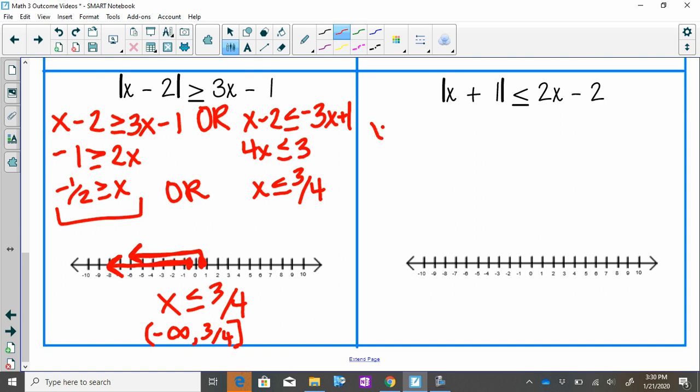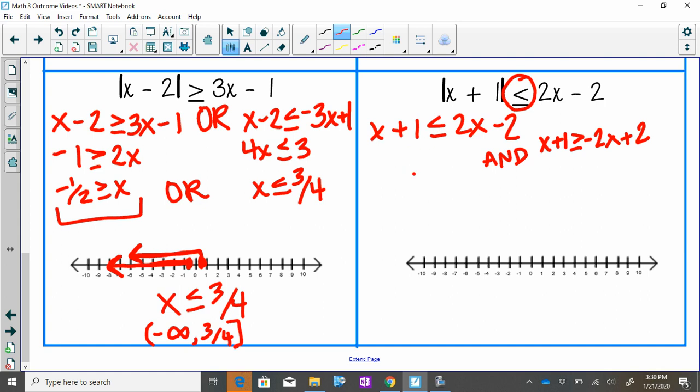And your last one, we have x plus 1 is less than or equal to 2x minus 2. And then we're going to use the word and for our second one because we have the absolute value is less than. So now I want to be between my two values, bigger than the left side and smaller than the right side. So the left side, excuse me, x plus 1, is greater than or equal to negative 2x plus 2. It's going to switch. So when I solve that, I'm going to subtract x and then add 2. I get x is greater than or equal to 3.